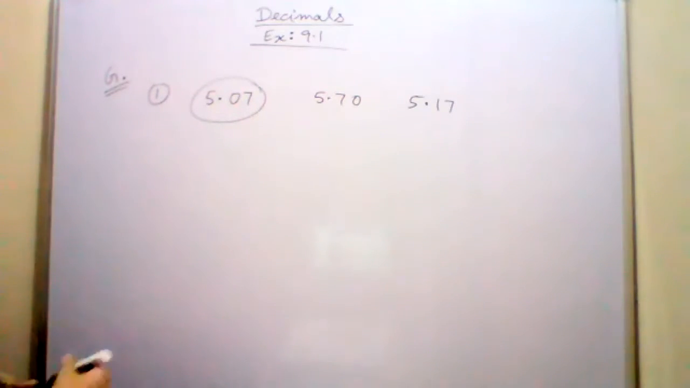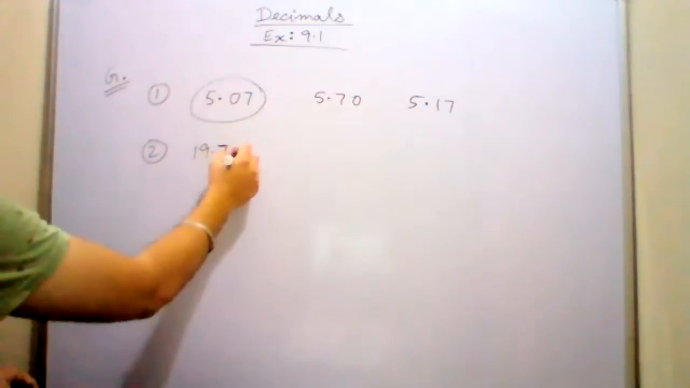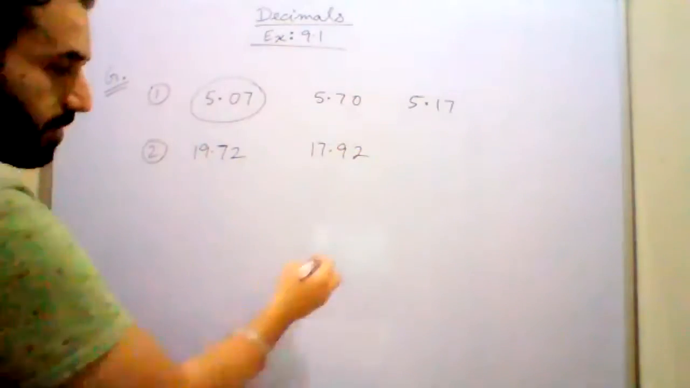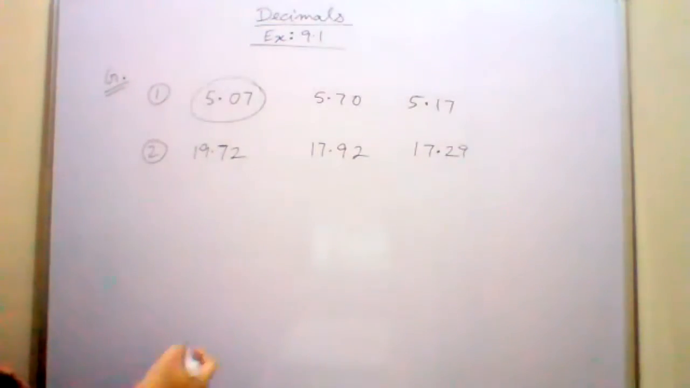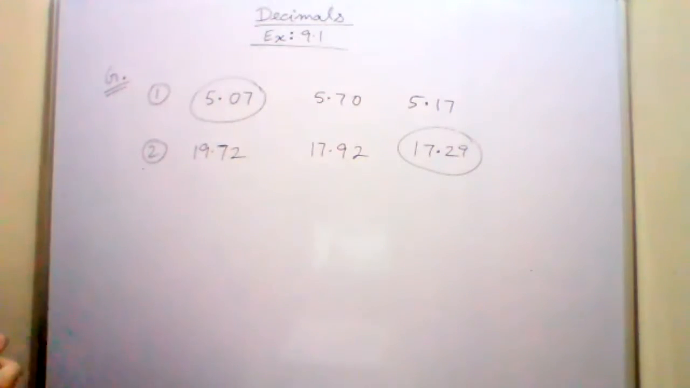Any doubt in this? Second one: 19.72, 17.92, and 17.29. The smallest is 17.29. You have to do these questions in the book. Okay. Third one. If you have any doubt, you can ask.